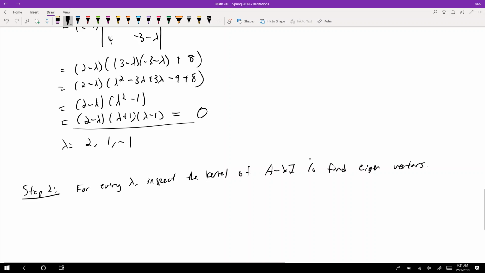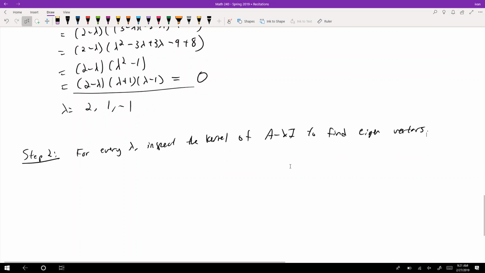All right, so once we have each lambda, we have to plug in that lambda into A minus lambda I, and then we look at the kernel of the resulting matrix. So it probably makes more sense after I do this. So let's take lambda equals 2, right? That's my first eigenvalue. All right, so what is A minus 2I?